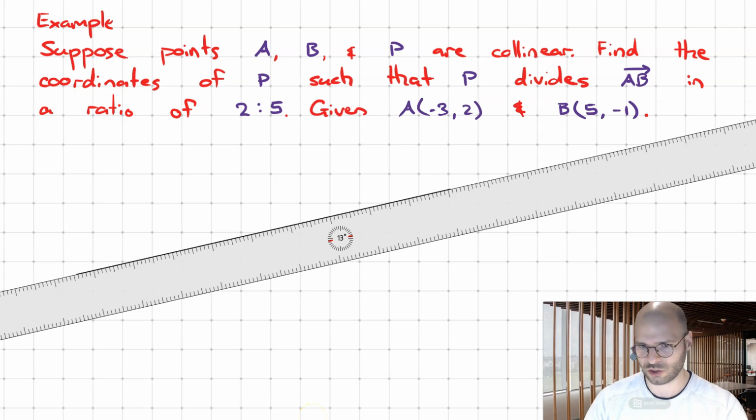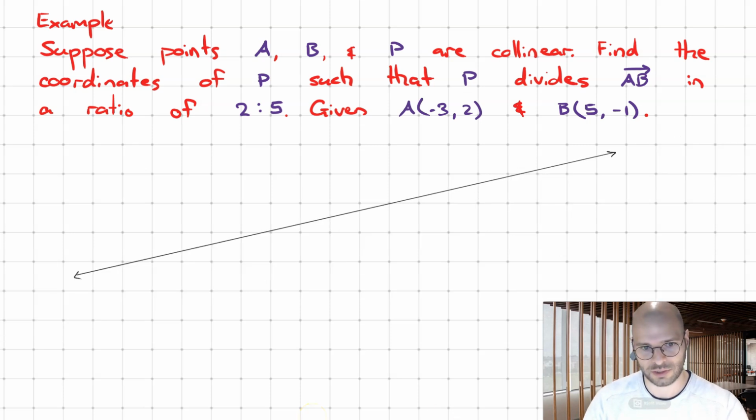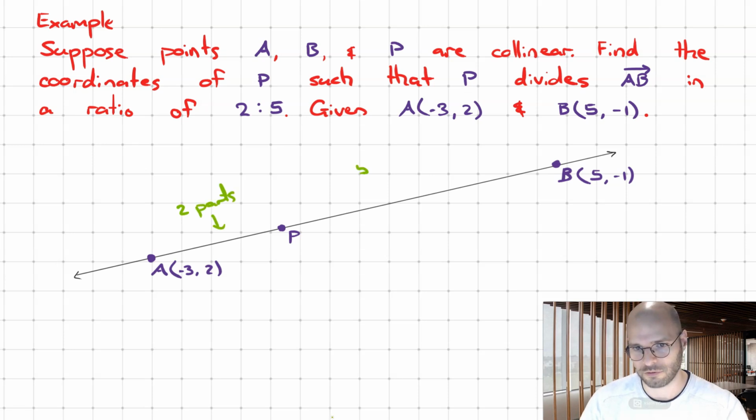We would have a straight line, and the straight line would consist of points A and B. Point A is located at -3 and 2. Point B is located at 5 and -1. Along this line, it's going to be divided by point P. Let's say point P is over here. And the way in which this is divided is that we have 2 parts down here, and we have 5 parts over here. We have a total of 7 parts.